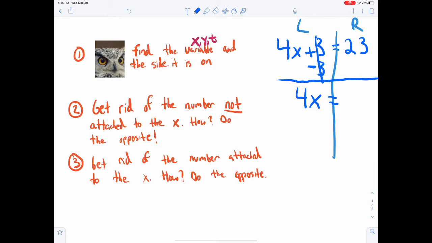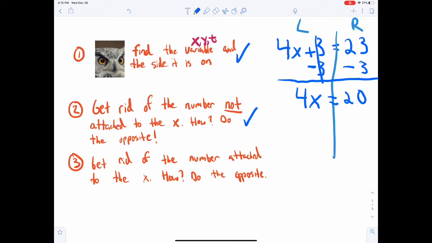Now, to be fair, getting rid of the 3 is all fine, but what you do to one side, you have to do to the other to maintain the equality, or else the equation becomes unbalanced. We want to keep it balanced, so we do minus 3 to the other side. 23 minus 3 is 20. So now we've done step 1, we found the variable. We just did step 2 by doing the opposite, minus 3. Now we're on the last step and we'll be done.